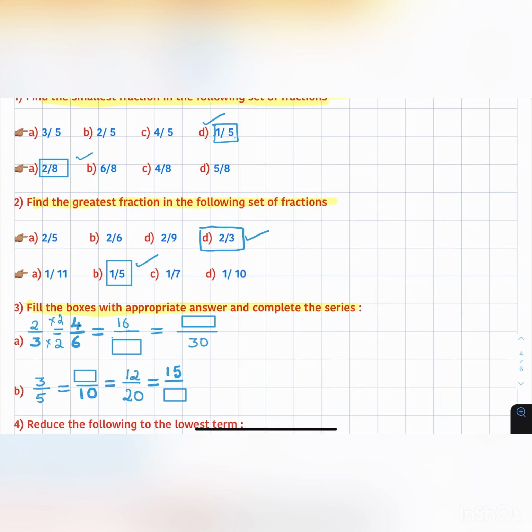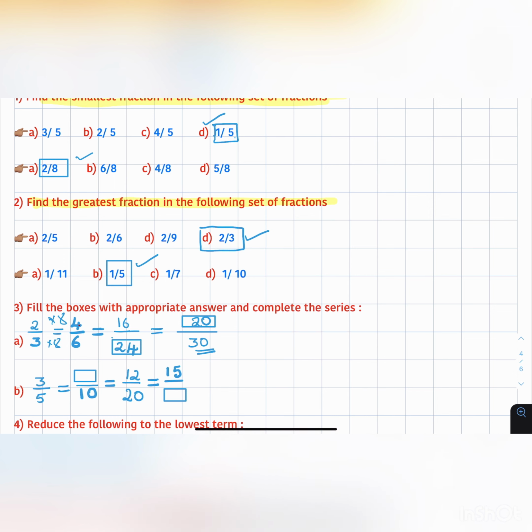Then what to be multiplied for 2 to get 16? So that is 8, isn't it? So we have to multiply 2 with 8 to get 16. Then next, if you multiply the same number here also, 8, then it will be 3 8s are 24. And to get 30, 3 should be multiplied by 10, and even 2 should be multiplied by 10. So that will be equal to 20 by 30. So this is 20, right? Then we'll go for the next one.